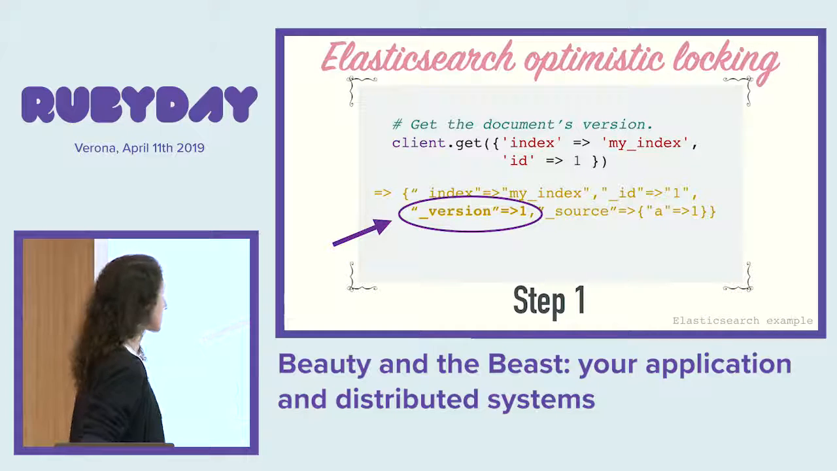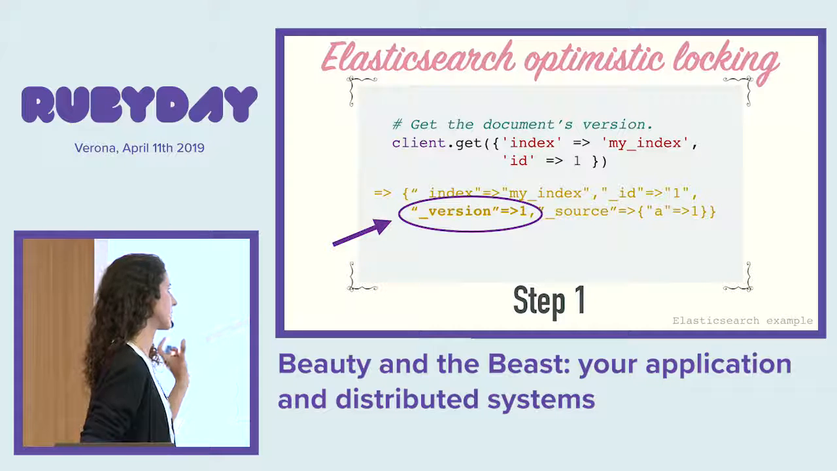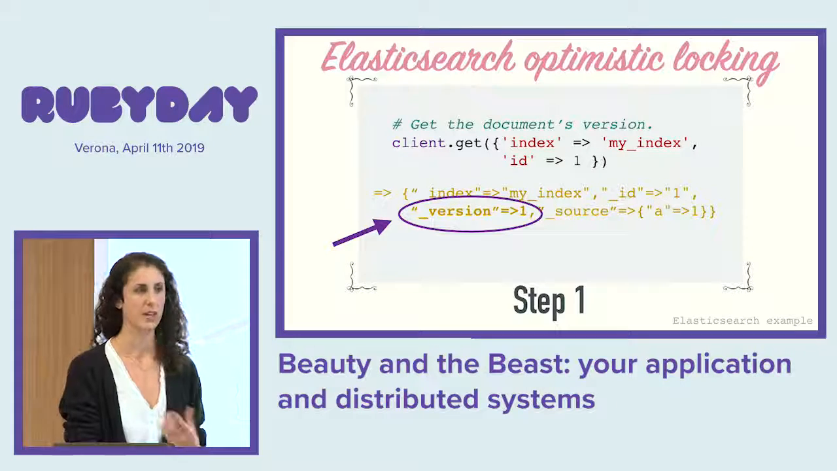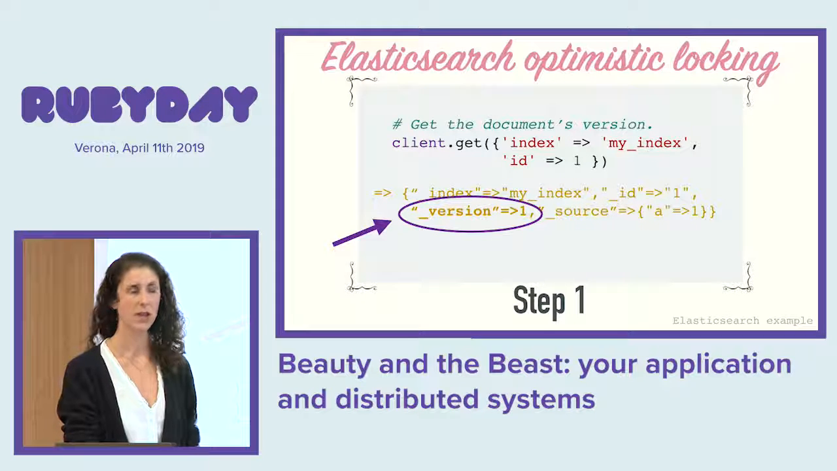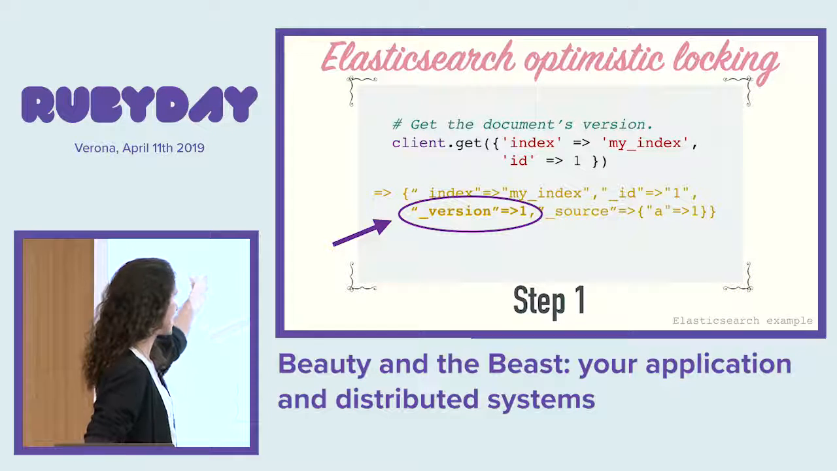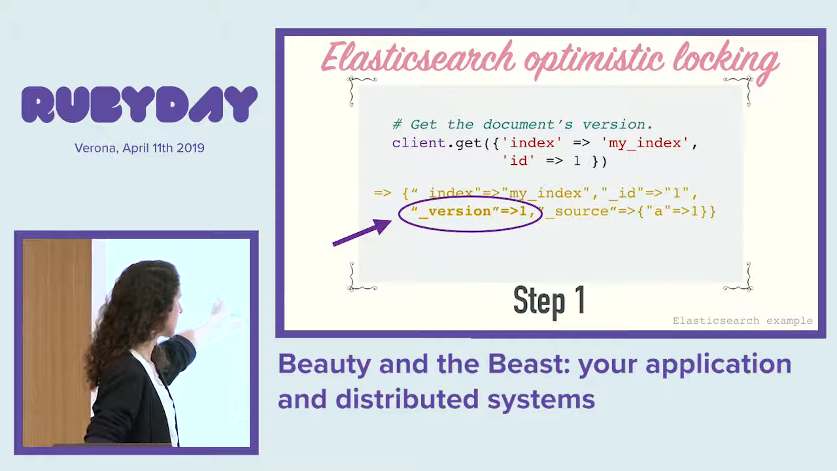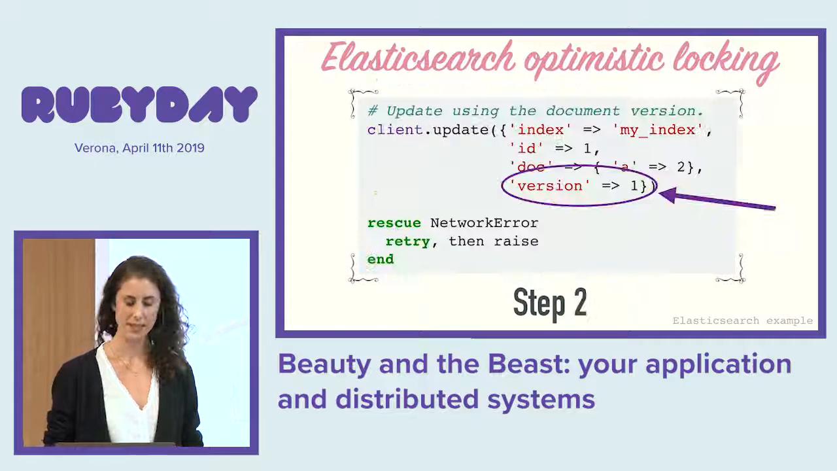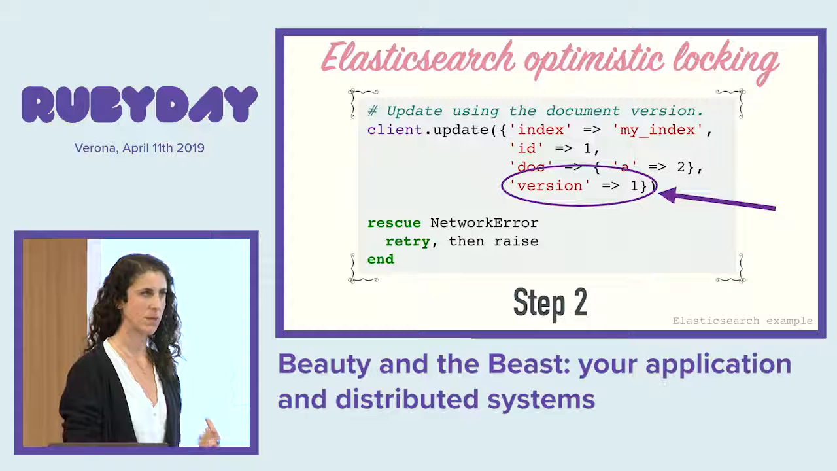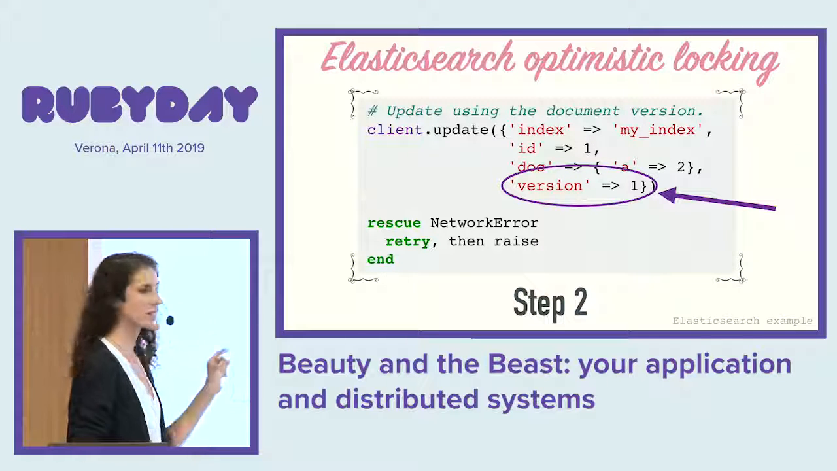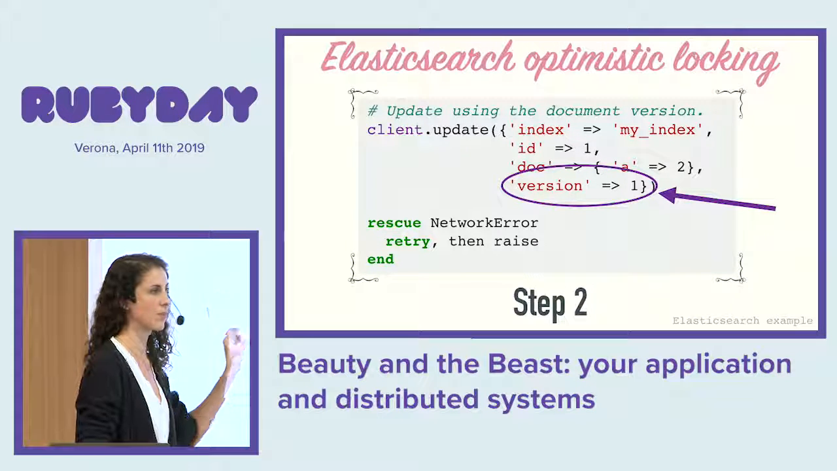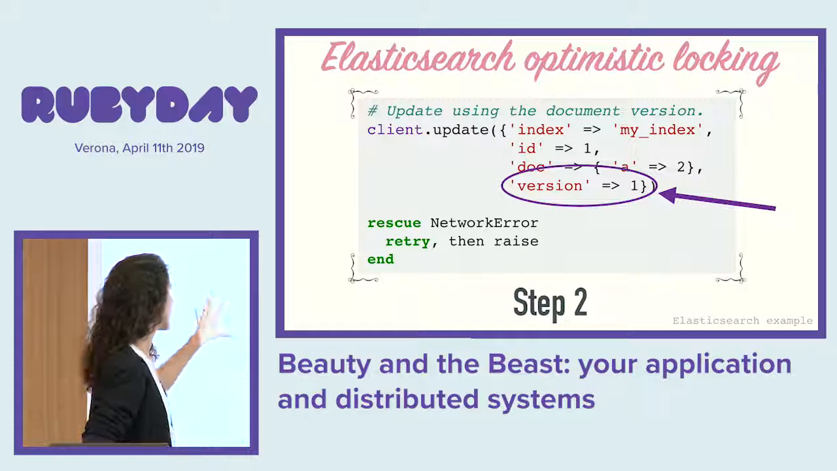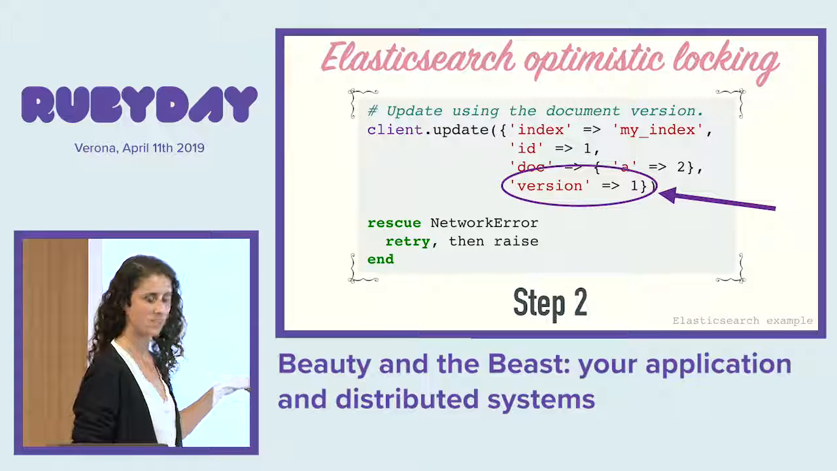The reason we can do this with Elasticsearch is because Elasticsearch versions its documents. Every document will have a version associated with it, and you can query for that document and find out what the version is. So that's what I'm doing here. I get this document with ID 1, and it reports back the version is 1. Then I use that version in the second step to do an idempotent operation, this update, because I match on the version. So this will only ever match the version once, and then I can safely retry.